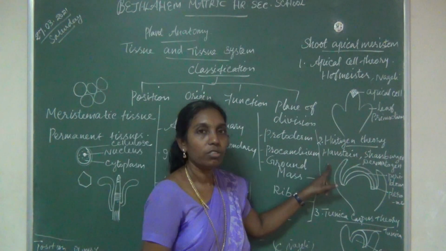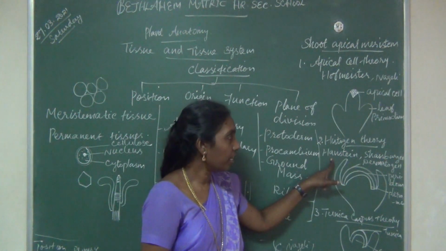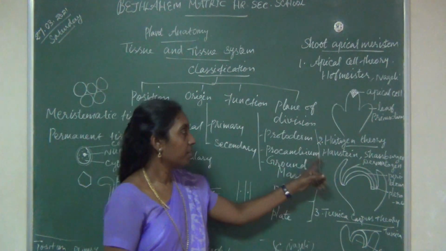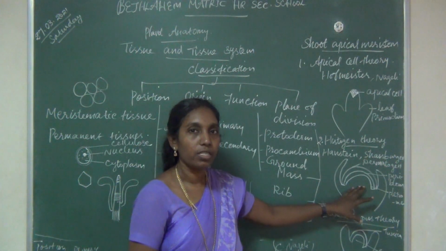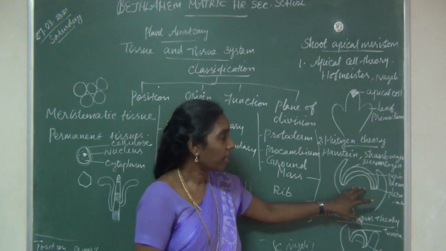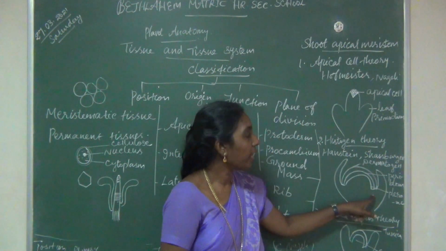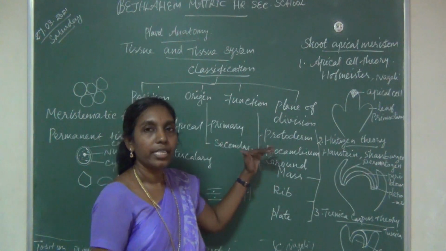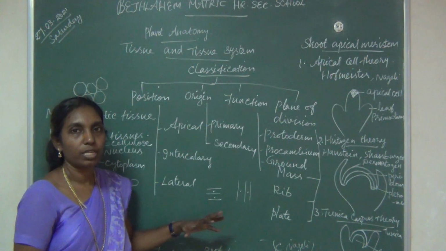Histogen theory was proposed by Hanstein, which is supported by Strasburger. In this, the apical region is divided into 3 different zones, namely dermatogen, periblem and plerome. The anatomy is revealed in 3 different parts: the outermost protective layer, the middle part as well as the stellar region.